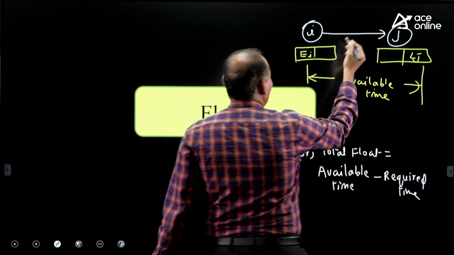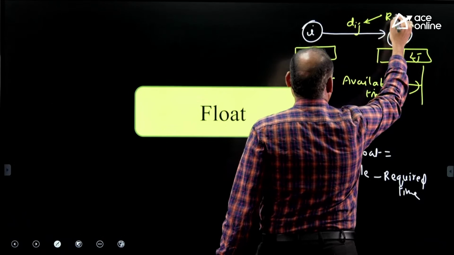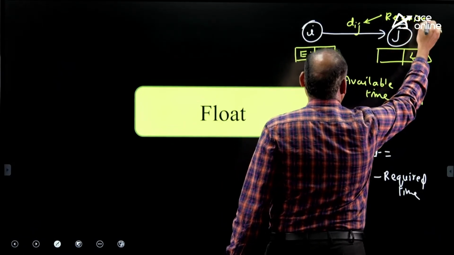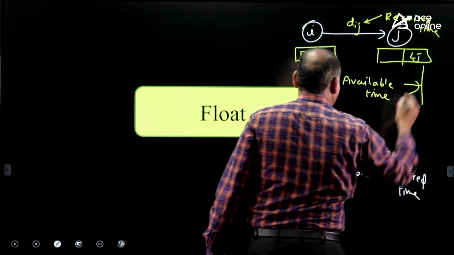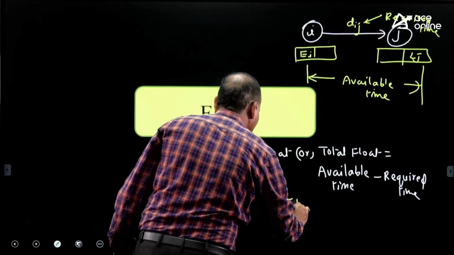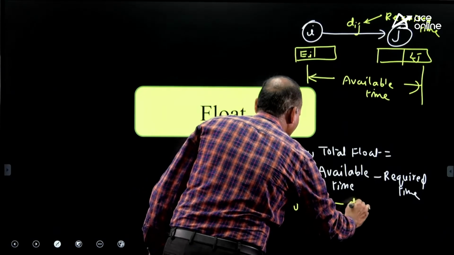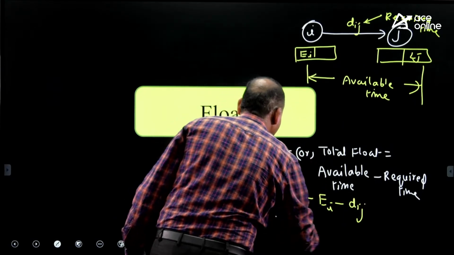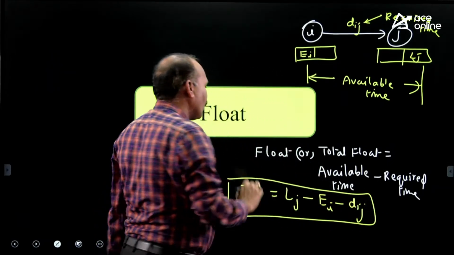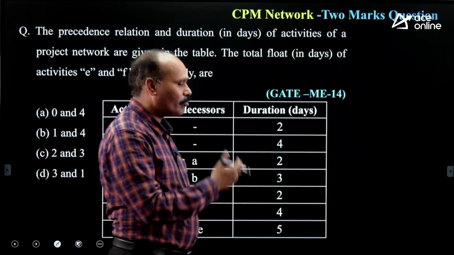So what is the required time for this activity? Dij is the required time. Now you can substitute here: total float is equal to Lj minus Ei minus Dij. The total float.